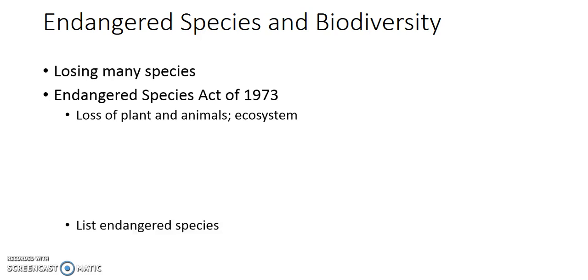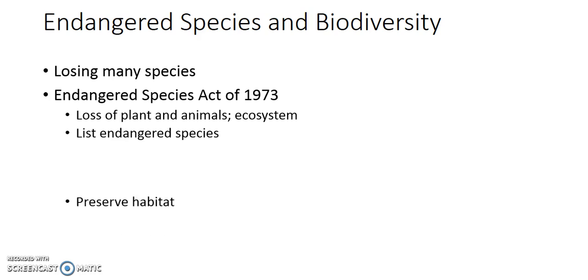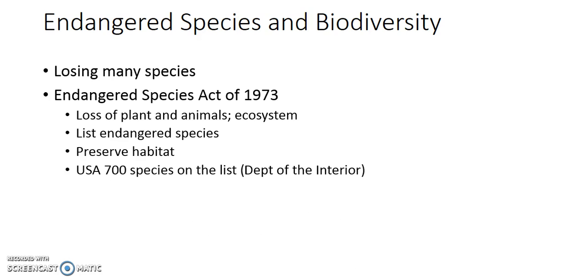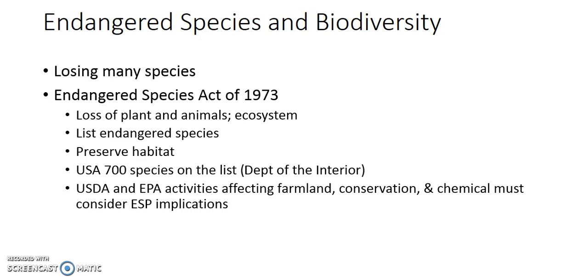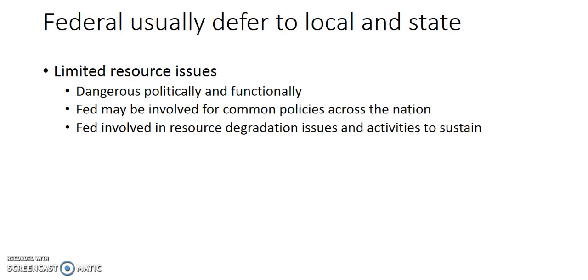Ecosystems, again, for the common good. What are we doing? In that whole process, we started developing a list of endangered species. We're trying to figure out how to preserve the habitat so they regain their numbers. The United States had up to 700 on the list at one time. I'm not sure what it is right now; it's managed by the Department of the Interior. There's no question that anything USDA and EPA are involved with affecting farmland, conservation, or chemicals is going to have Endangered Species Act considerations. As producers, businesses, and constituents of the common good, we want to be aware that we may want to use our voice there.